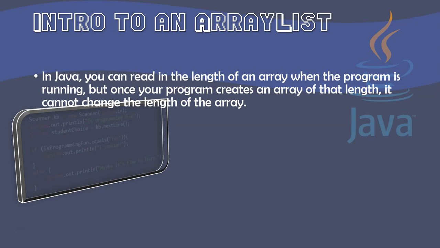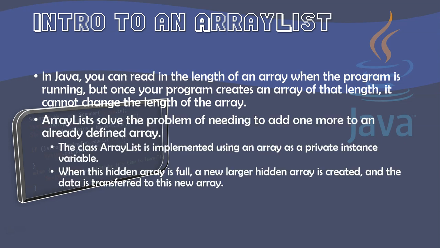Well, in Java, we can read in the length of an array when the program is running. But once your program creates that array of a certain length, whether it's 5, 10, or user-defined, it's set. You cannot change the length of the array. Now, there are ways to do it that are kind of convoluted, where we can resize the array, but it's not something where I can easily add another element. Well, the ArrayList class solves that problem of needing to add one more element to an already defined array. So, instead of having, let's say, an array of size 5, and we realize I actually need 6 elements, ArrayList will let us very easily do this.